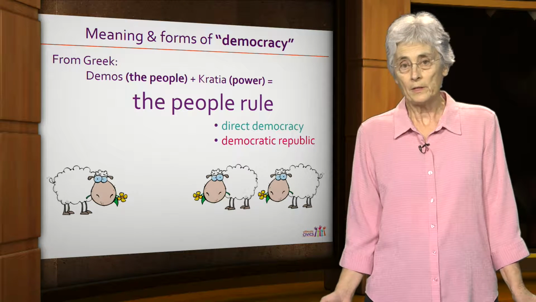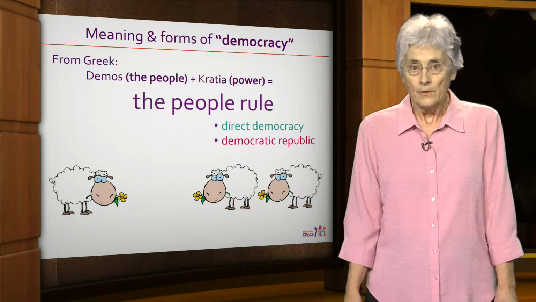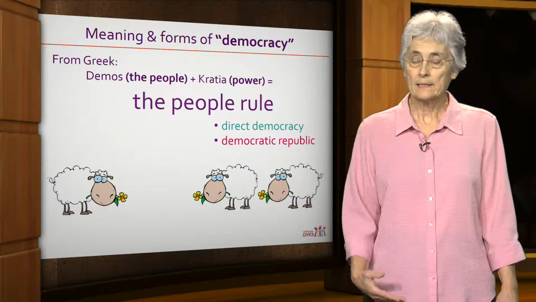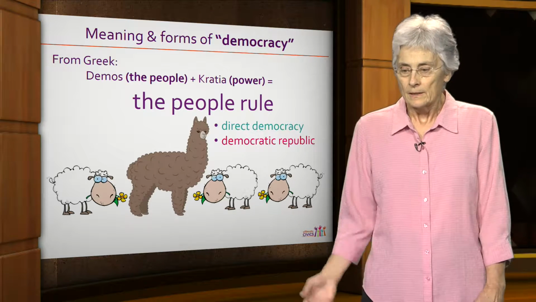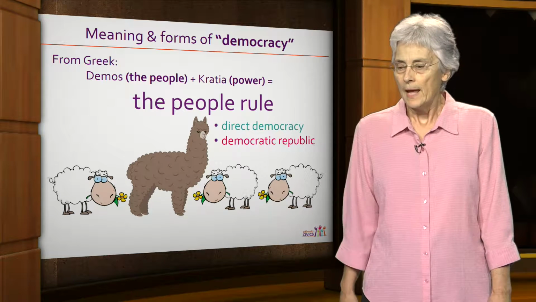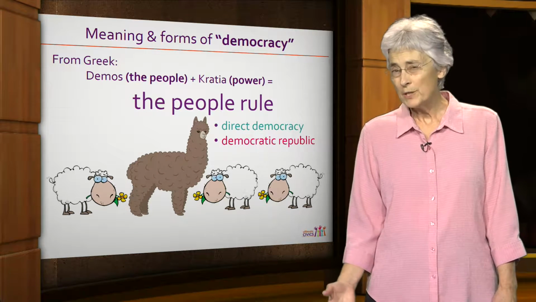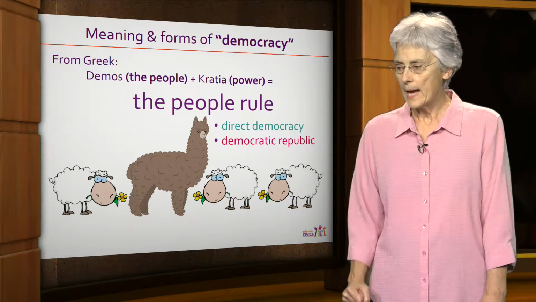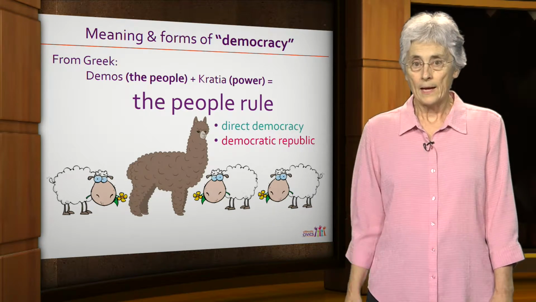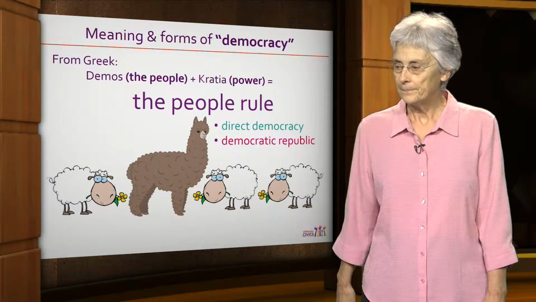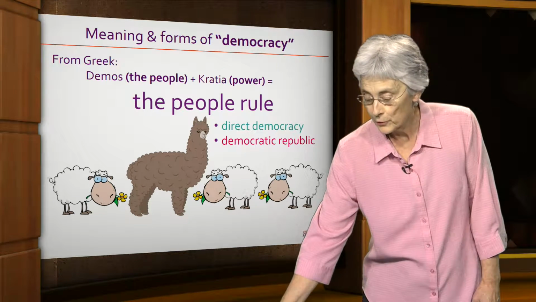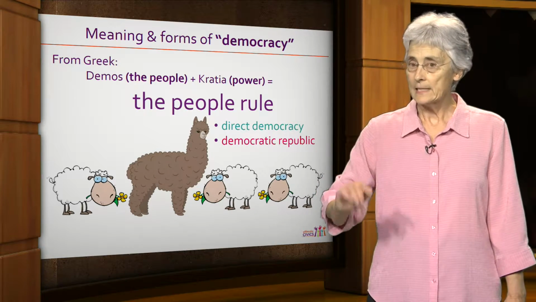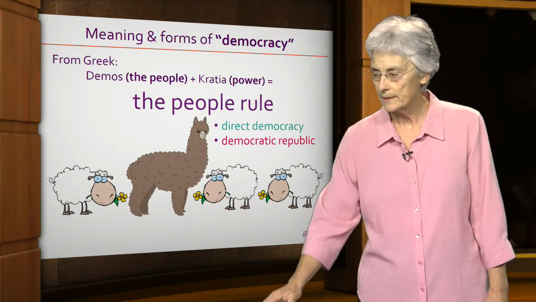It's the problem with a direct democracy. The minorities have no power to protect themselves. Bring our alpaca back. And in a democratic republic now, the 3 sheep vote again to send the alpaca away. But this time, the alpaca has rights, and it gets to stay. The 3 sheep cannot legally send the alpaca away. It has rights.